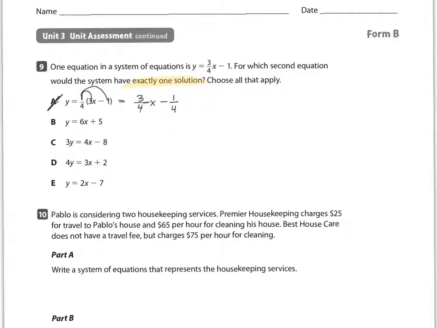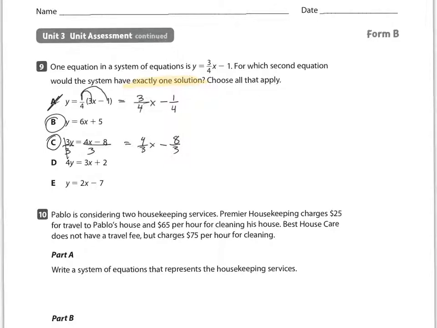For part B, you clearly see that the slope is 6. That's automatically an answer. For the next one, you have 3y is equal to 4x minus 8. So what we're going to do is divide everything by 3. And now you're going to get 4 over 3x minus 8 over 3. Now, again, this one has 4/3 and this is 3/4. So the slopes are different. So this is also one of our answers.